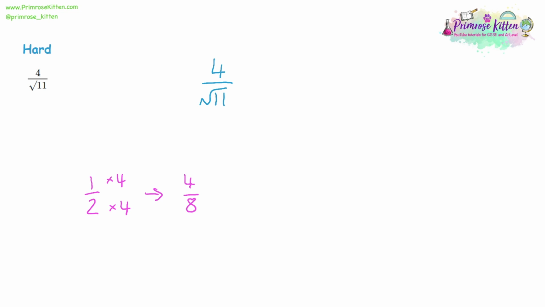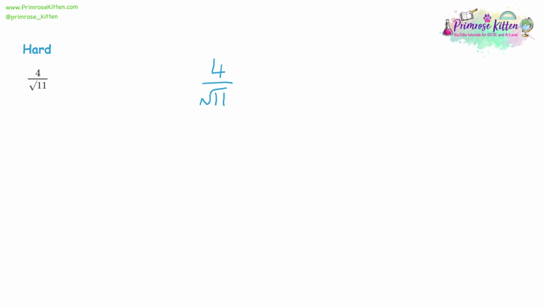4/8 is a half, and 1/2 is a half. So doing the same thing to top and bottom of a fraction, you get the same fraction. So we can do that with surds as well. And what are we going to multiply it by? Well, we need to think of a number we can multiply √11 by, so it's no longer a surd. And there's a really nice way we can do that.